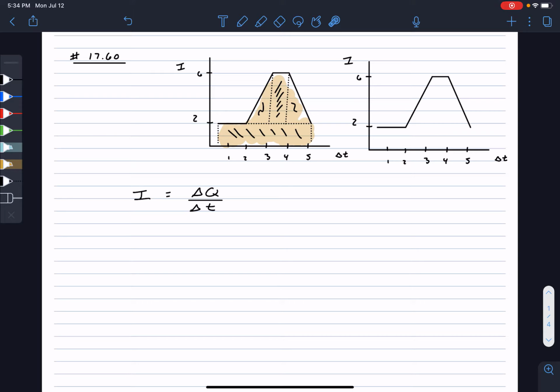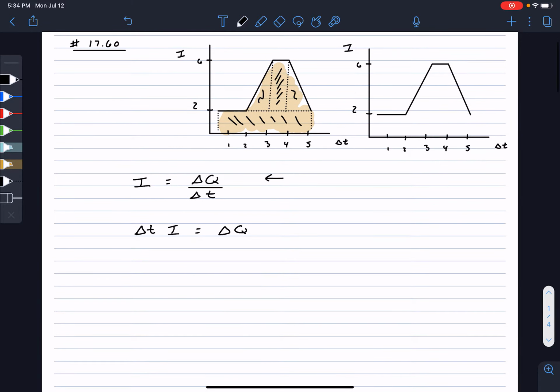So what we can do, the easiest way to find, we're asked to find the charge, right? So we're going to use our definition for current to do so. So we can take time to the left side, times the current is going to equal our charge. Right? So let's just start this up.